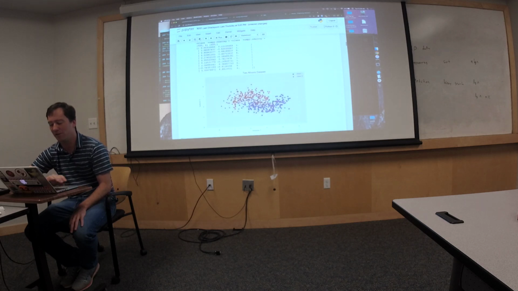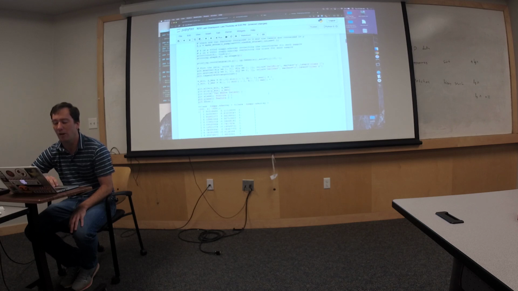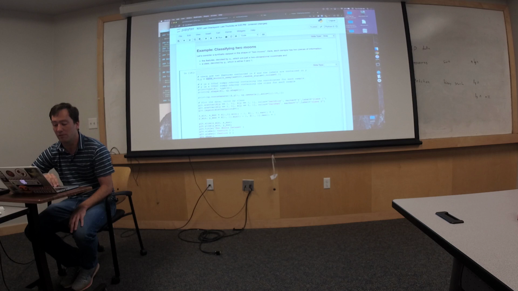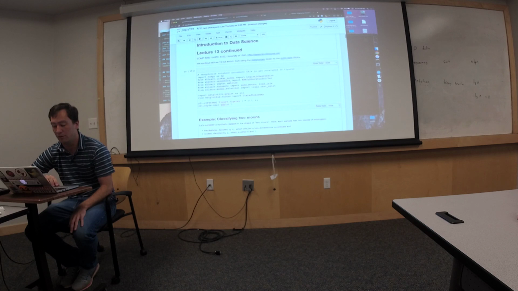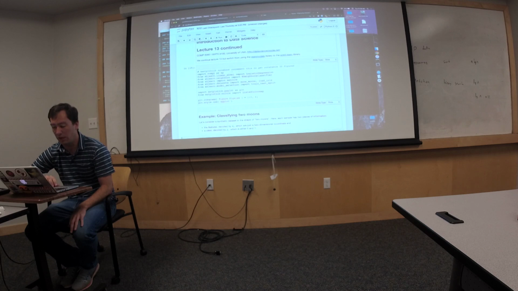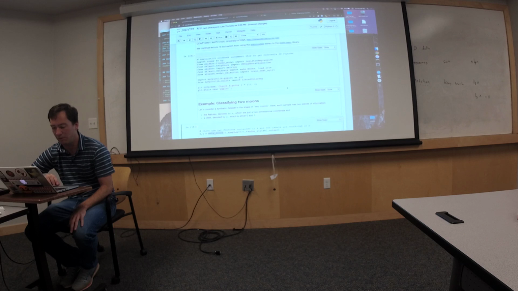So this is what the data looks like. There's these two different types of data. You can see there's kind of two different groups, right? There's some overlap here. There's a little bit of noise at the boundary. So yeah, this comes from this make moons function that comes from scikit-learn or something.